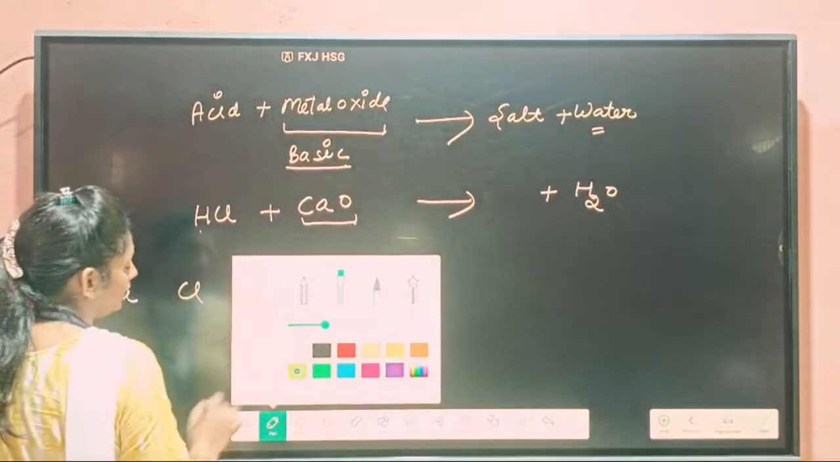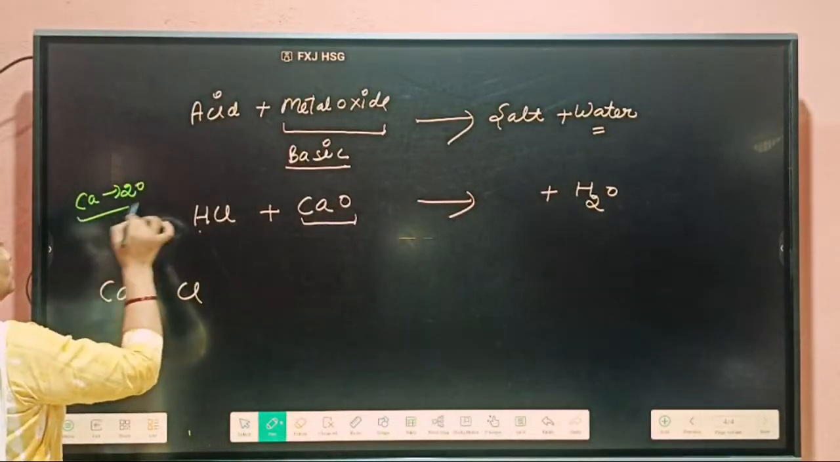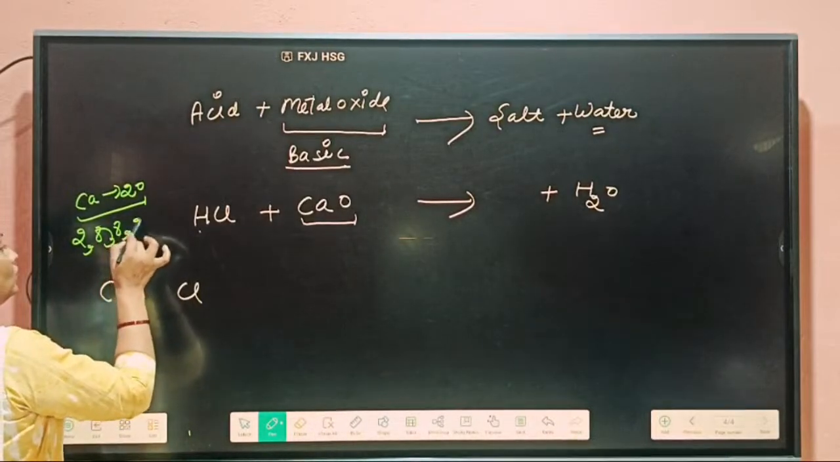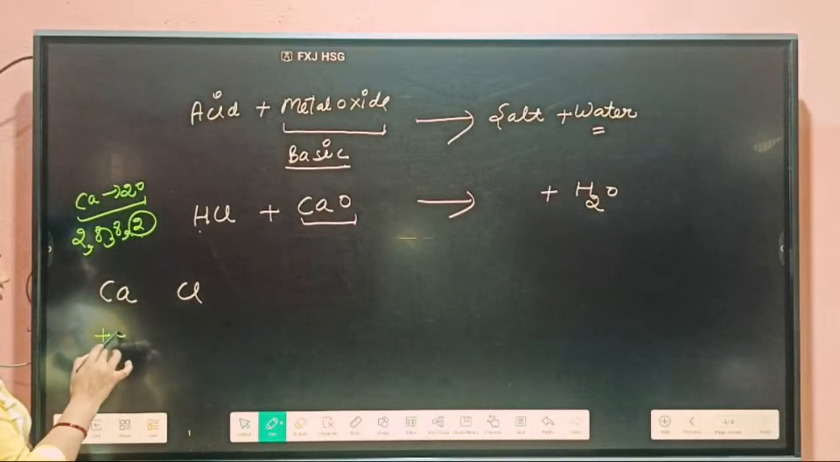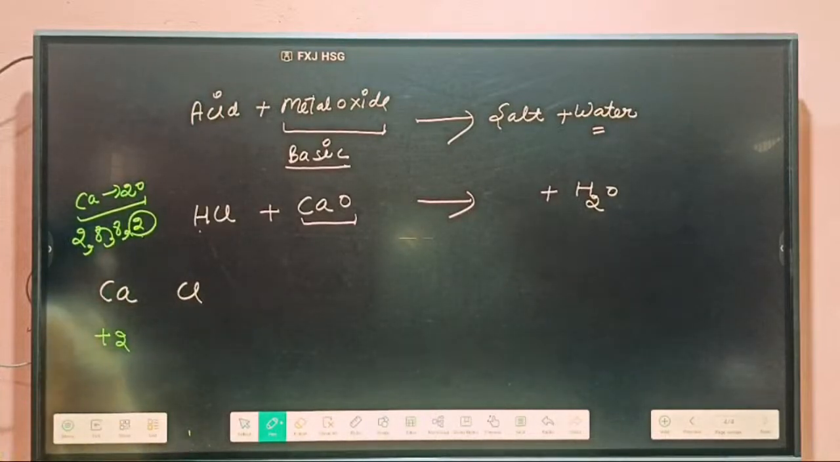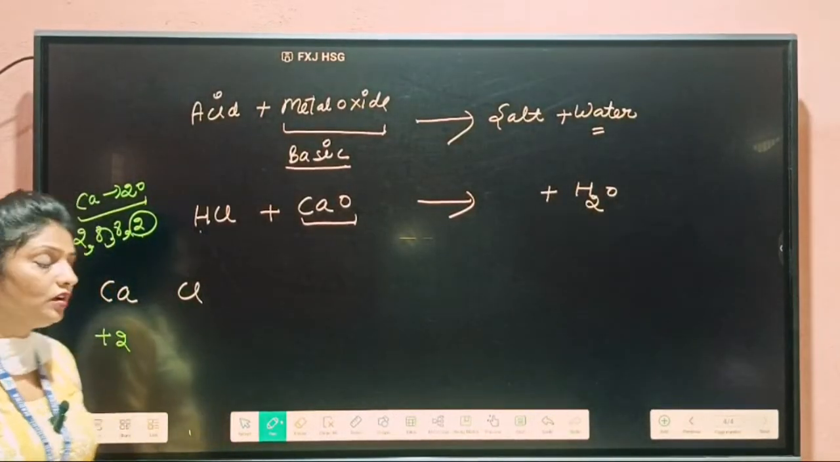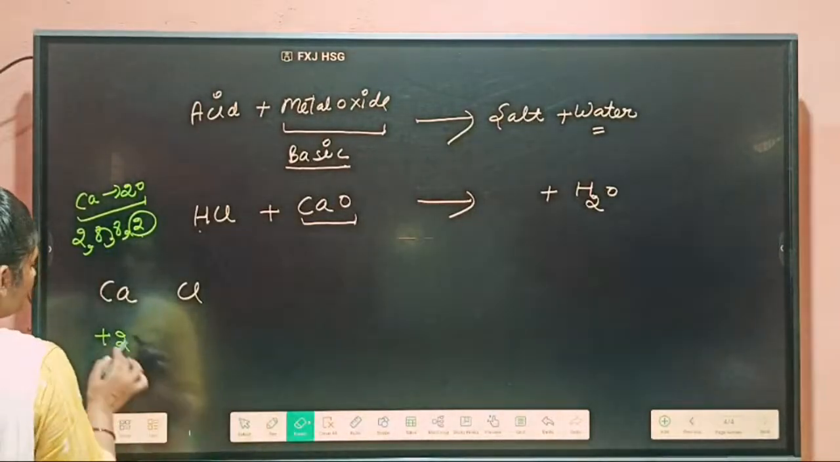You know very well, calcium atomic number is 20. And students, its configuration is 2, 8, 8, 2. So valence electrons are 2 here. So students, its valency will be plus 2. In valency, we will not put the sign plus or minus. Okay. So students, here valency is 2.